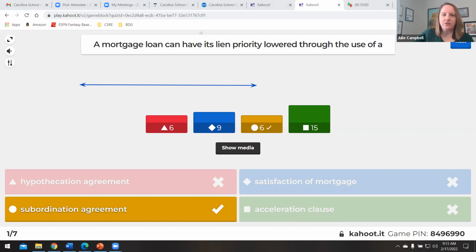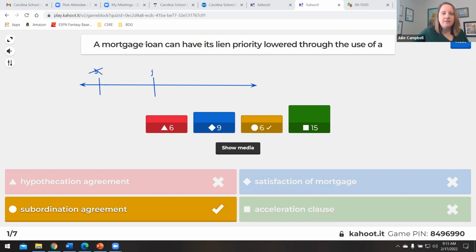Who gets paid first? They get paid in the order in which they're recorded, right? So your senior mortgage happens first. The day you purchase the home, somewhere down the road, you get another loan on your property. So now you have a junior mortgage. Who's getting paid first? The senior mortgage, right? Because they recorded first. You go and ask the senior mortgage to refinance.